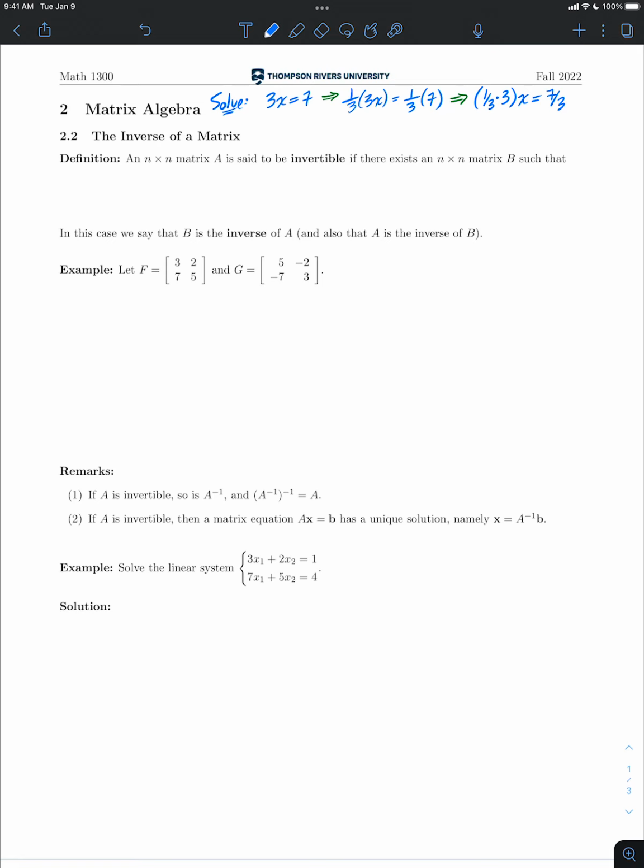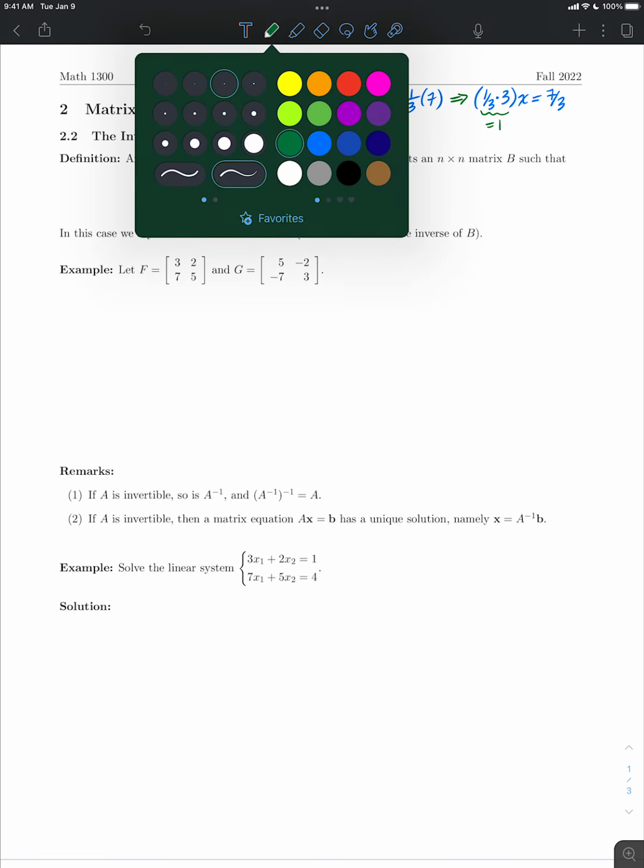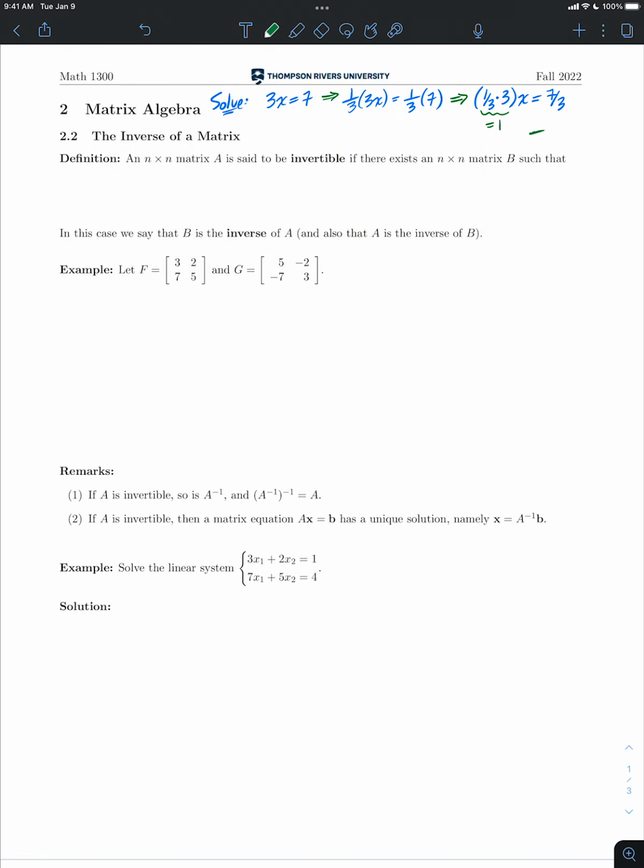That's not really where the interesting things are happening. It's the left-hand side where all the interesting stuff is happening. So what's 1/3 times 3? Well, that's just equal to 1, right? So that's quite nice. Really what you have is just 1 times x is equal to 7/3, and multiplication by 1 doesn't change anything. This is why multiplying by 1/3 worked to solve this equation, and you end up with x equal to 7/3 finally.